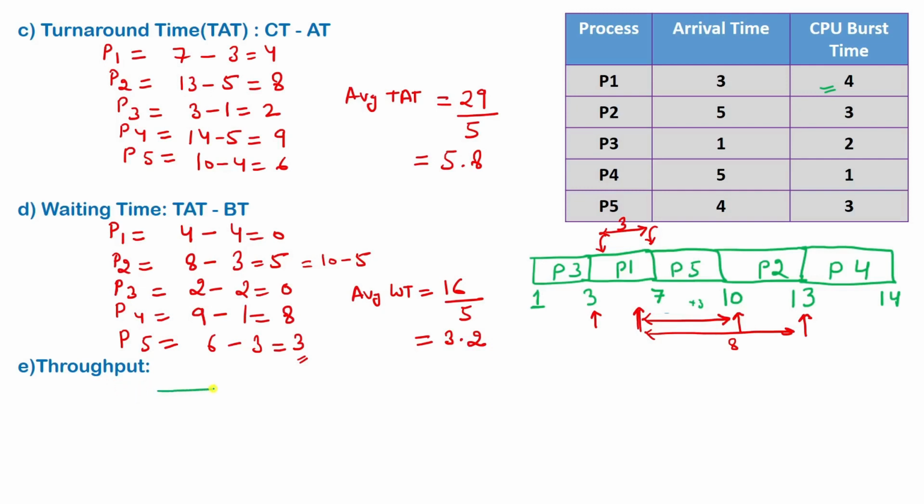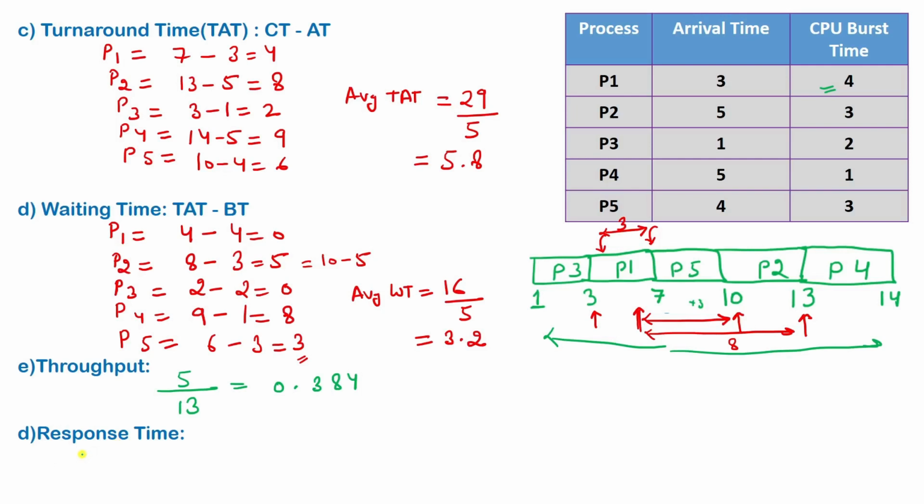So for this, we can say that what is the total time? So this is the total time. 14 minus 1, it is 13. And how many processes have been completed in this total time? Total 5 processes have been completed. So 5 on 13. So it will be something like 0.384. Okay. So you can say in 1 unit of time, 0.38 process is getting completed when we apply the FCFS scheduling algorithm. Okay. Now let's find the last thing, that is the response time.